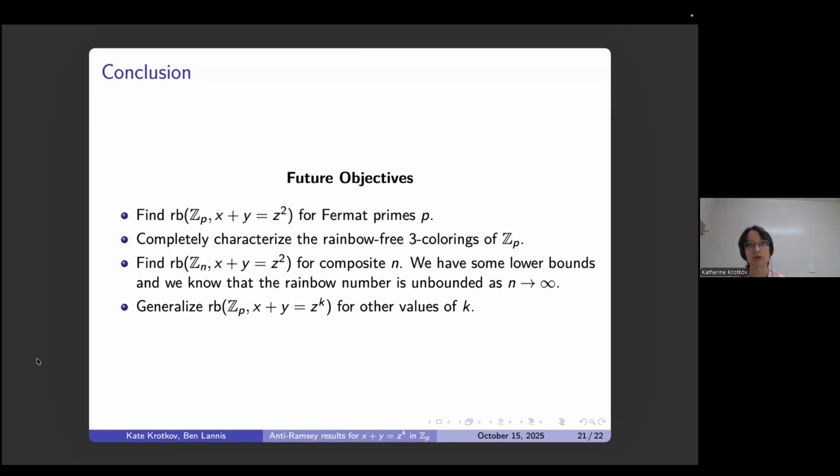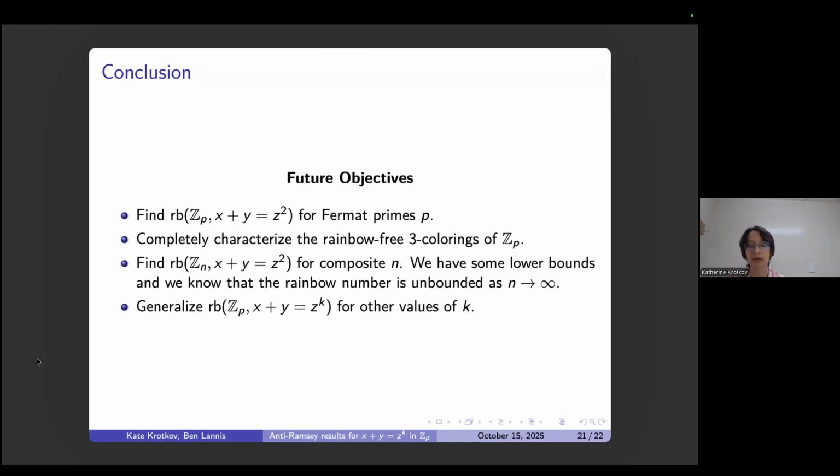I believe that the computer can generate, even for large Fermat primes, all the rainbow-free colorings quite quickly. So I believe we know that there are no 3-colorings for all the known Fermat primes, but obviously that doesn't mean that there are no rainbow-free 3-colorings for all Fermat primes. And we also want to completely characterize the rainbow-free 3-colorings of Z_P, to show that we really have found all of them, and that we're not going to encounter more solutions to certain systems of equations later on. We're probably going to need to continue to study the asymmetry and try to further restrict it to get some more results about that.